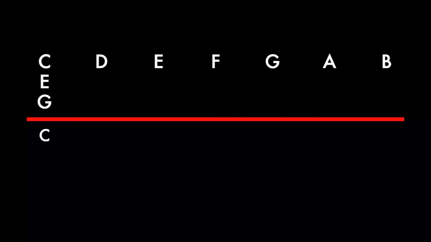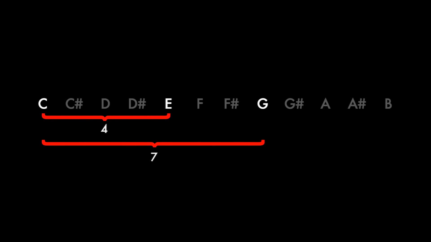It's because of the relationship between the notes that belong to the chord. Remember how we talked about intervals and whole steps and half steps? If we look at the notes in between the notes of the chord, we can see that between C and E we have 4 half steps, and between C and G there's 7 half steps.